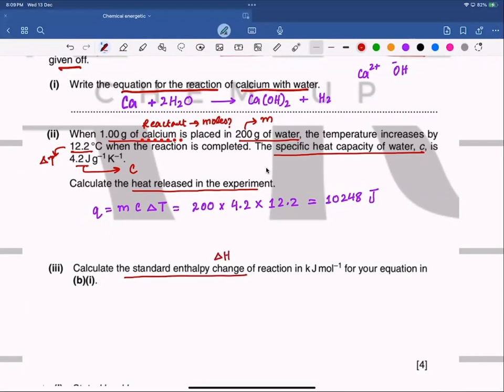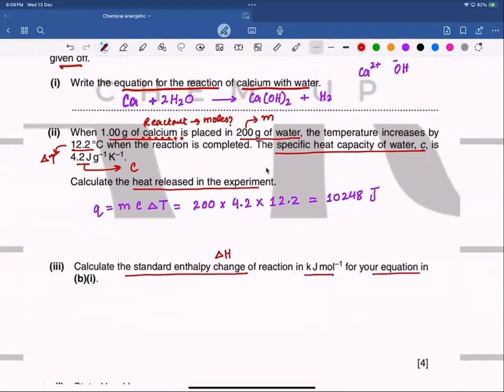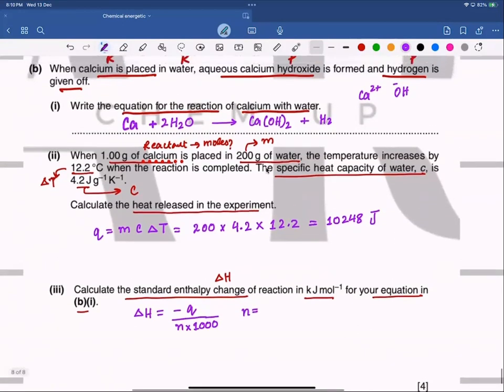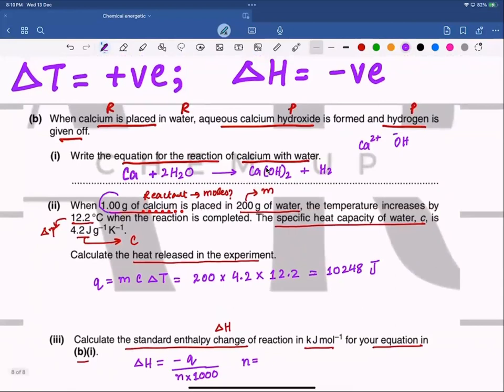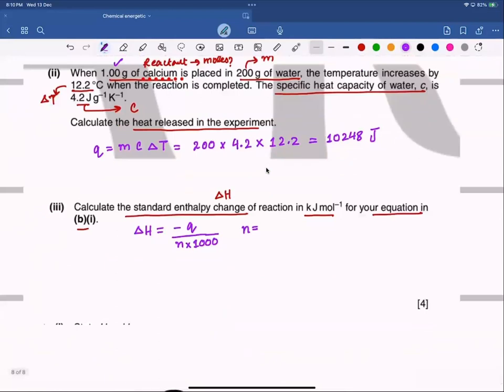Now, calculate the standard enthalpy change. Now you have to calculate the delta H. Include joule per mole for your equation. Okay. So, to calculate the enthalpy change, we have to use this expression. The amount of calcium used is 1 gram, right? So I have to convert this into moles, so it is going to be 1.00 divided by 40.